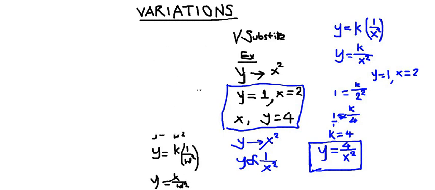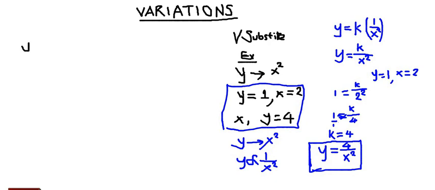So for example, if y is 4, what would be the value of x? Alright, so we'll say y is equal to 4 over x squared. Now that is our equation of variation. So when y is equal to 4, we simply substitute in the equation to solve. Where there is y, we put 4, which is equal to 4 over x squared.